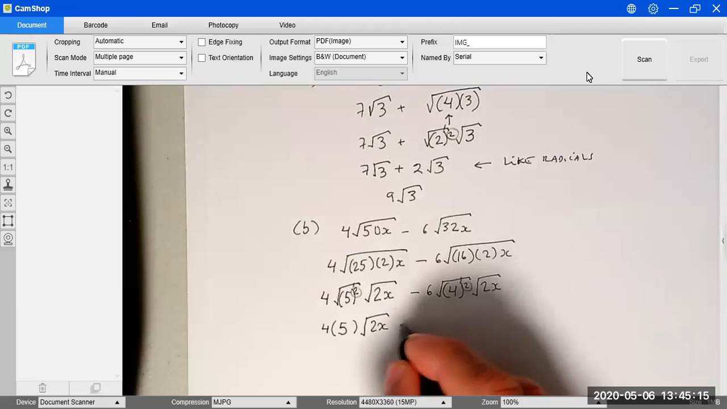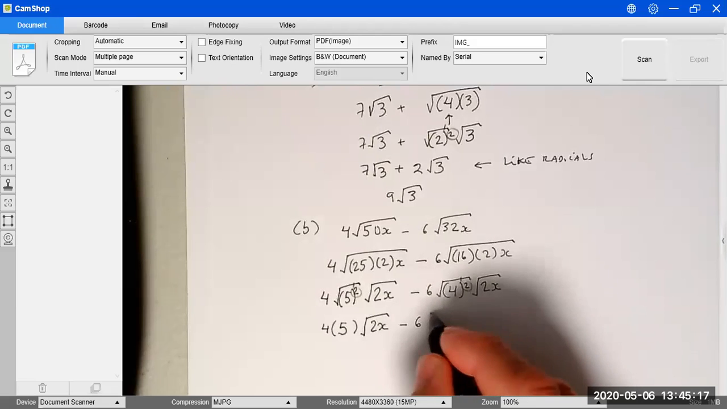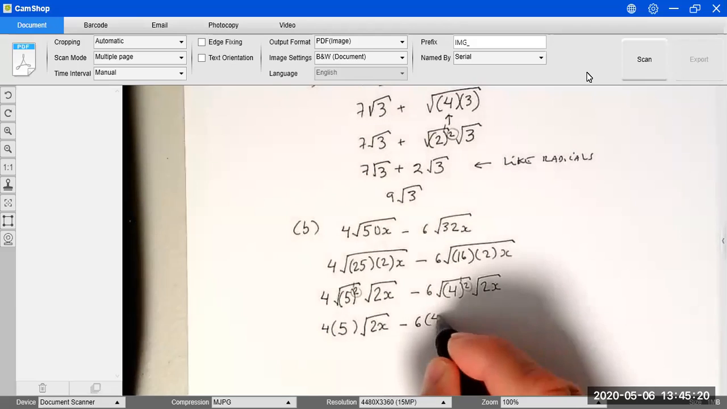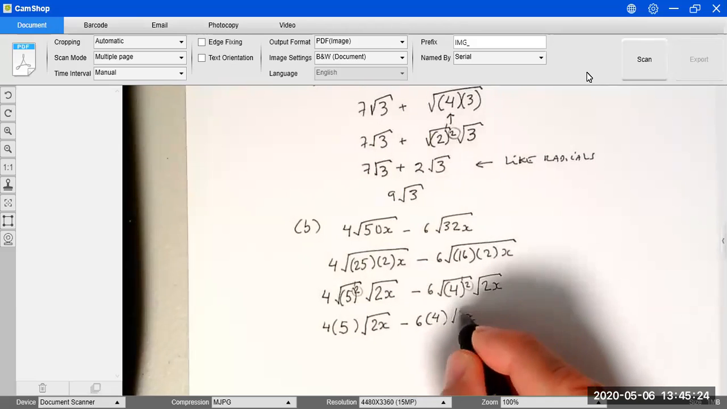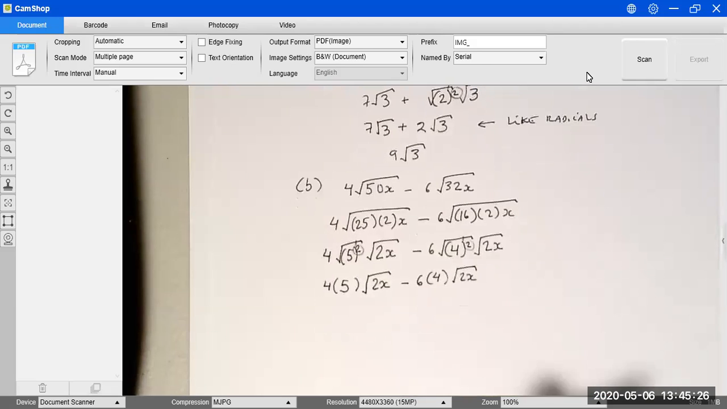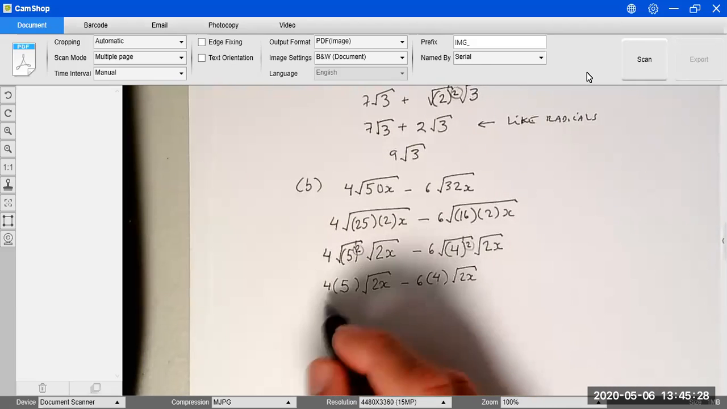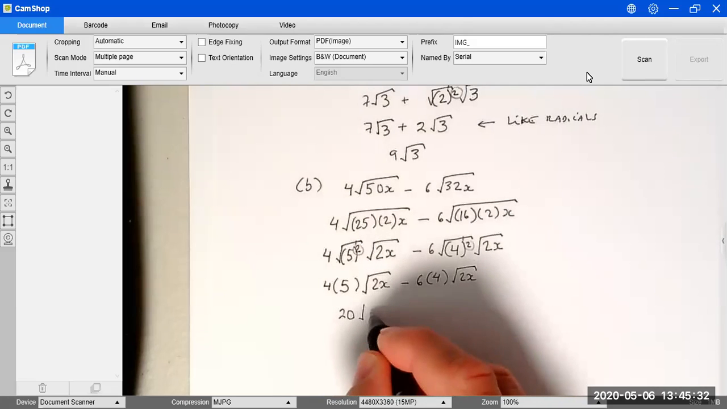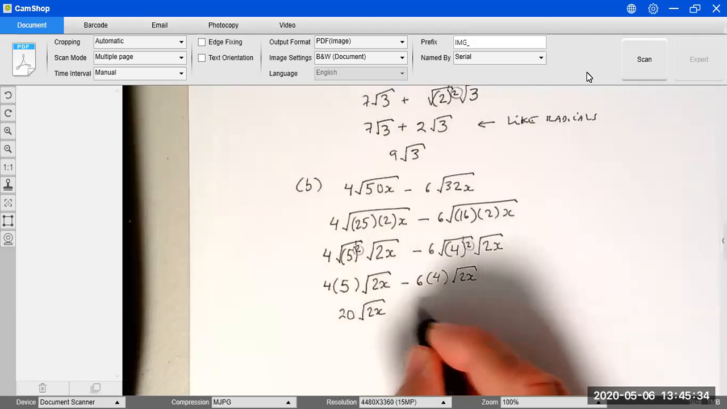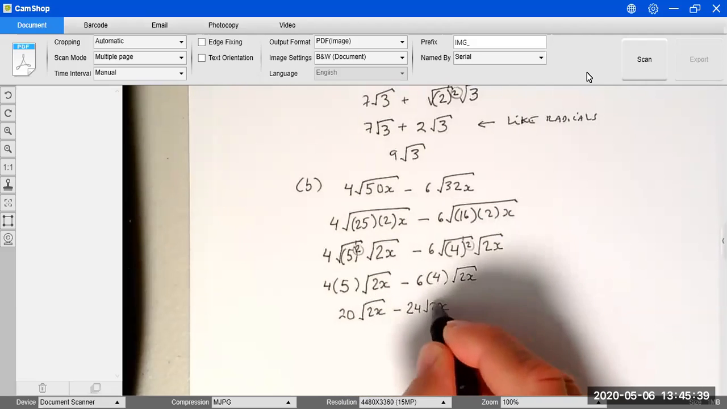Then the same thing on this side. So I have 6 times 4, then the square root of 2x. So now I can do some operations here. So 4 times 5 is going to be 20 times the square root of 2x minus 24 times the square root of 2x.